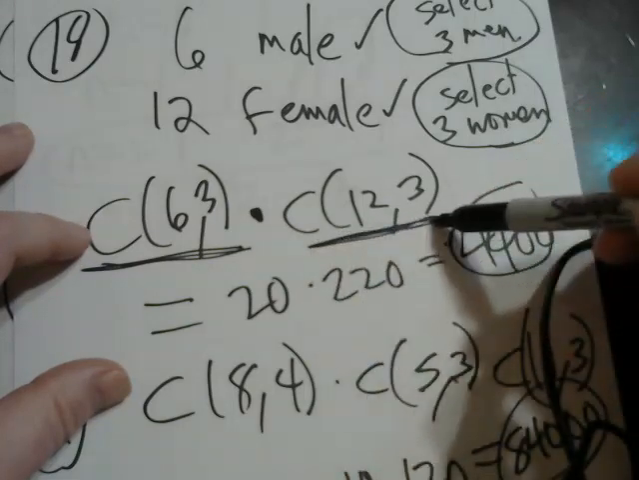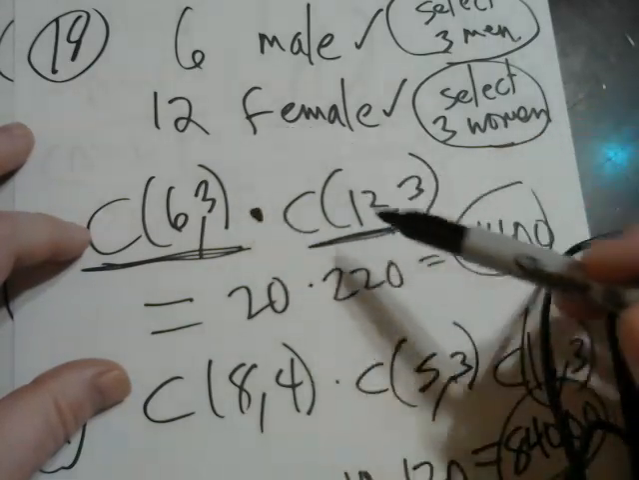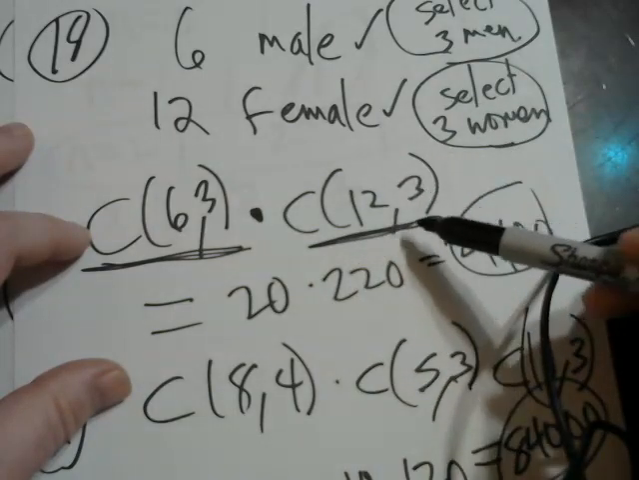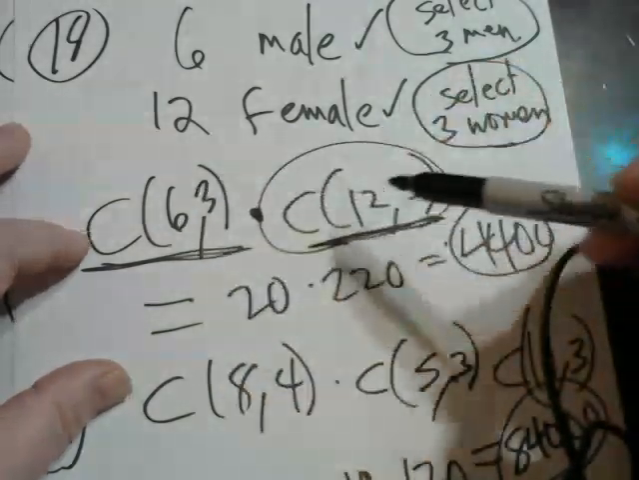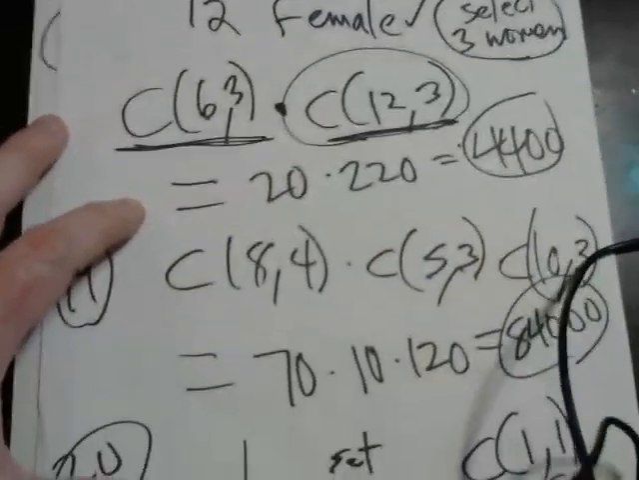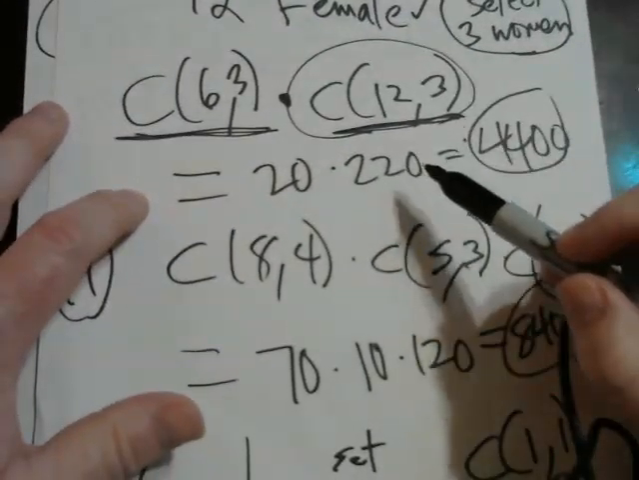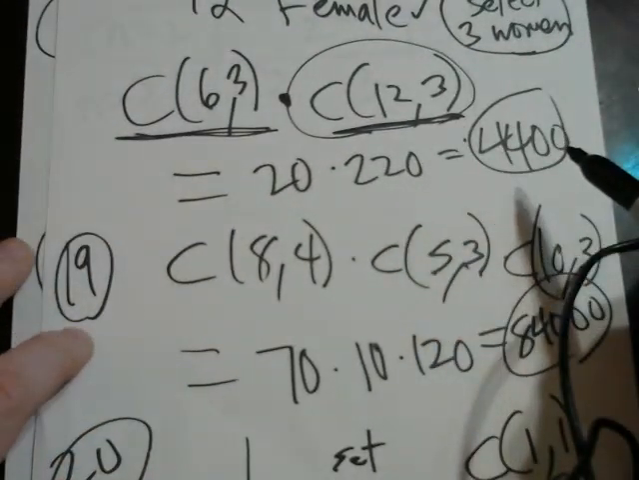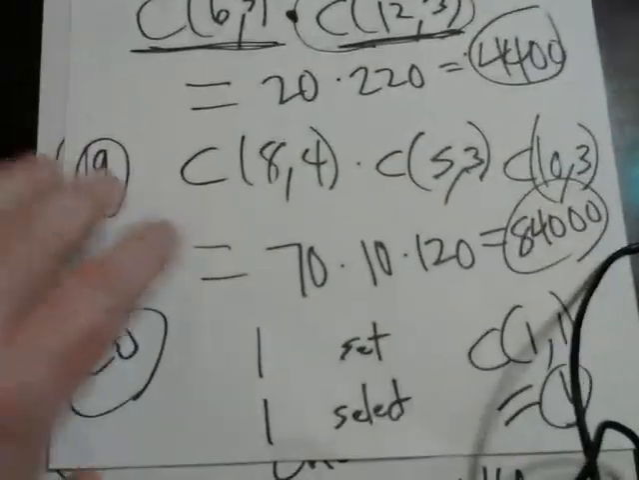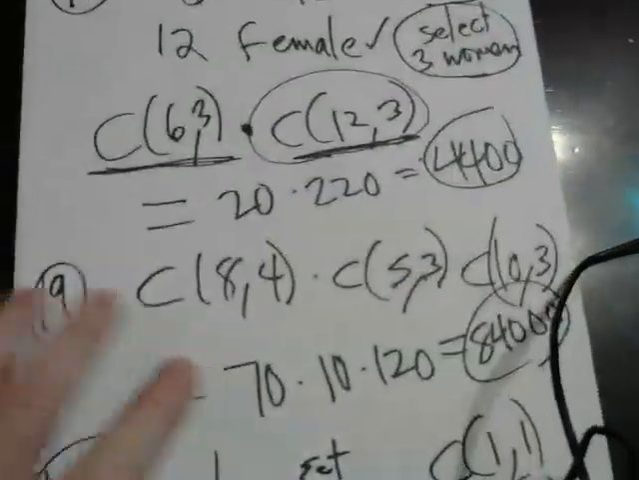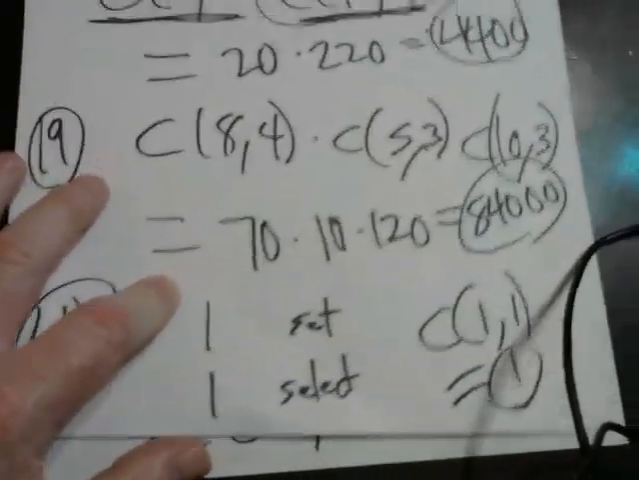And the same logic applies to part 2 of that problem. You have 12 women total, you're selecting 3. So 12 choose 3 combinations, and you have to multiply those two numbers together. If you plug it into a calculator, the first one is 20, the second one is 220, so 4,400 is your answer.